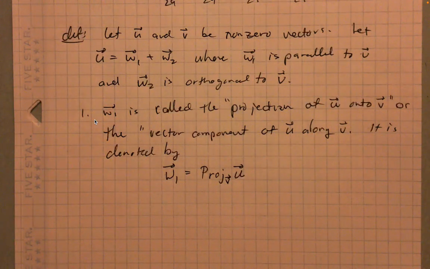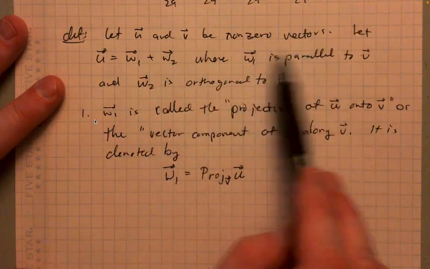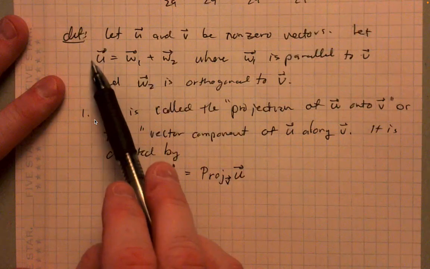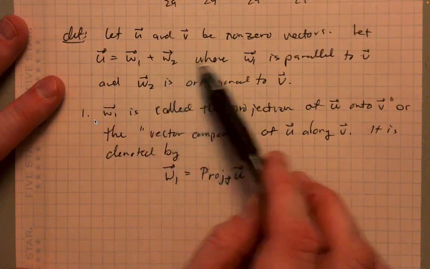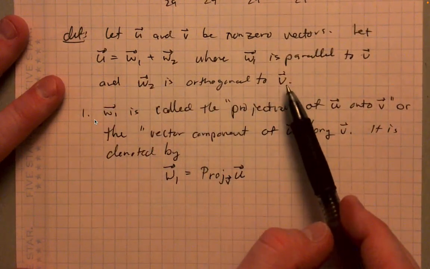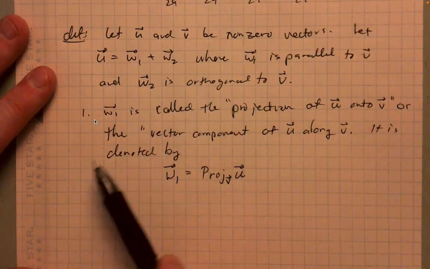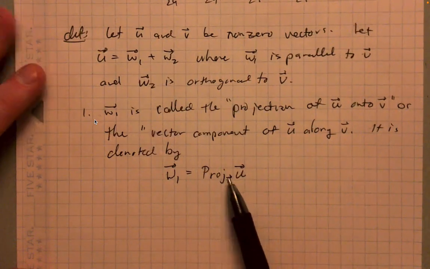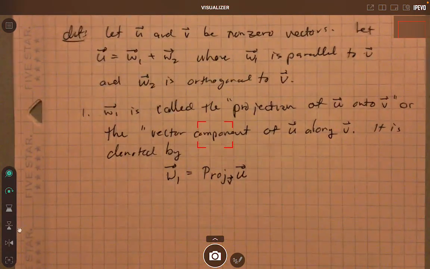So there's a second part too, but let's make sure we follow this one. Let u and v be non-zero vectors, so v is just any vector, but u is a special vector where it's equal to w1 plus w2, where w1 is parallel to v and w2 is orthogonal to v. w1 is called the projection of u onto v. It is denoted by w1 equals projection of u onto v. So that's a special notation there.